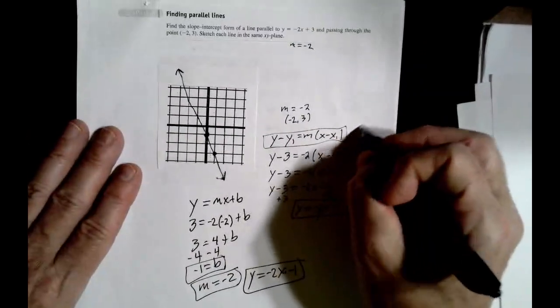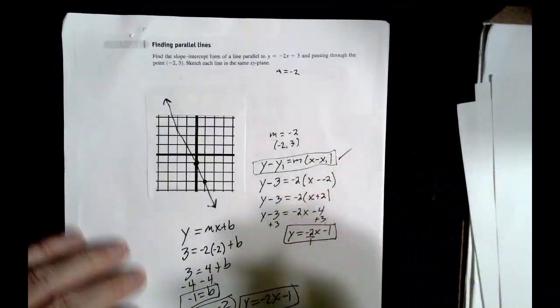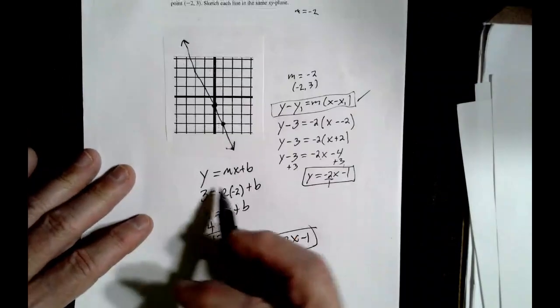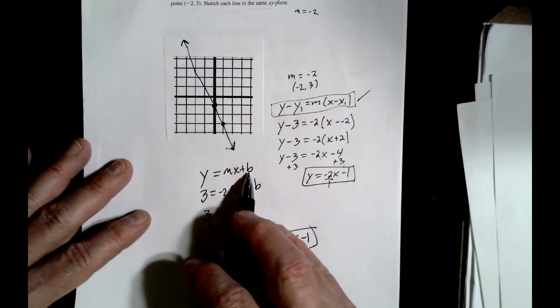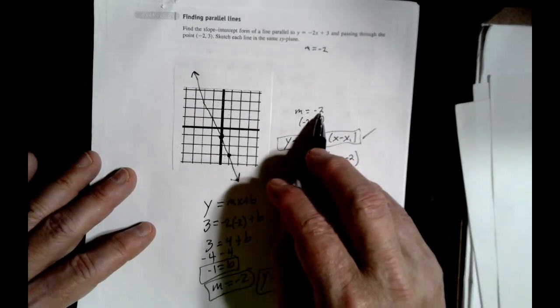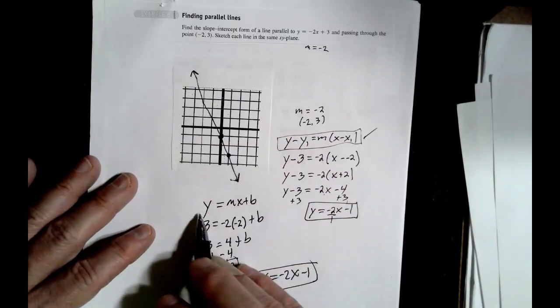You don't have to do it this way. As a matter of fact, this is what is used in the next section, so probably shouldn't do it that way. You should probably do it this way. Again, if you know 3 out of the 4 things, you can figure out the 4th one, which is usually your b. So if they give you m and they give you 1 point, you know x, y, and m, and you can figure out what b is.